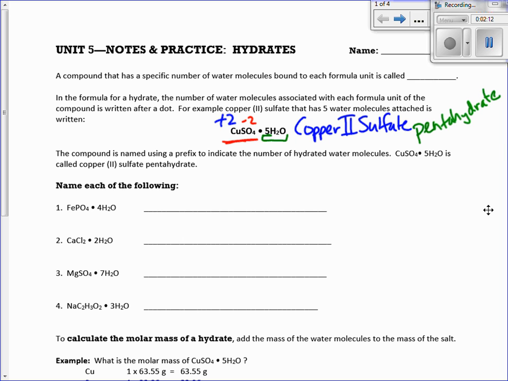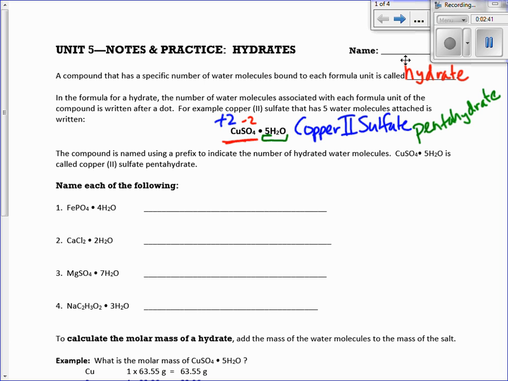A compound that has a specific number of water molecules bound to each formula unit is called a hydrate. That's what it's called. It's called a hydrate. It's got water in it, like hydrated, has hydration. All right. Now here, let's go through some of these. First one, we have FePO4. Is that a mom? Yes, it's a mom.